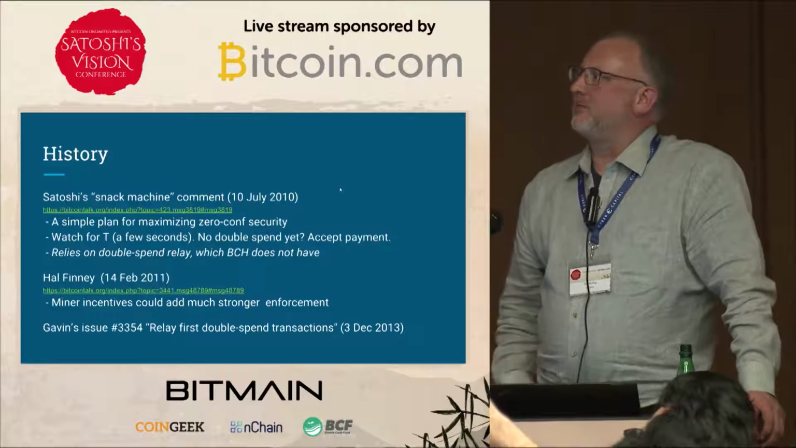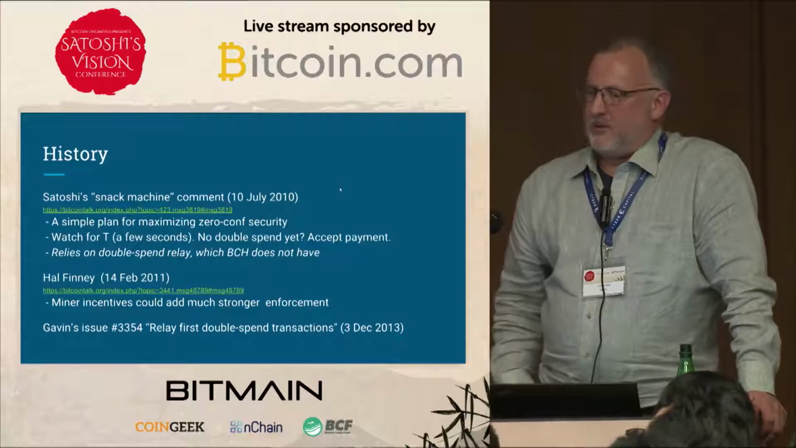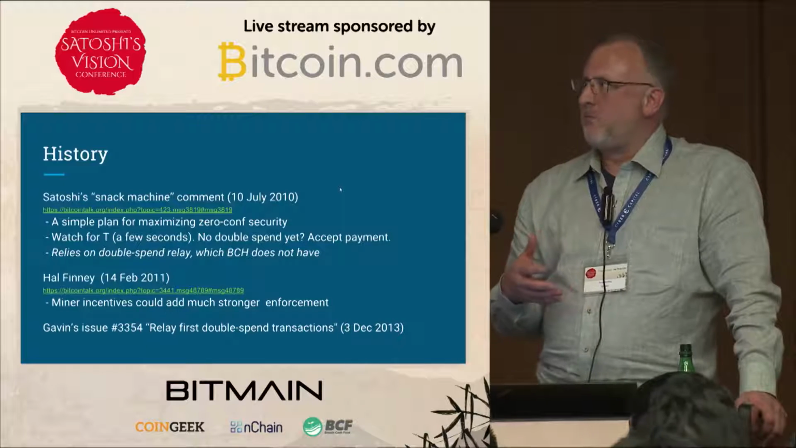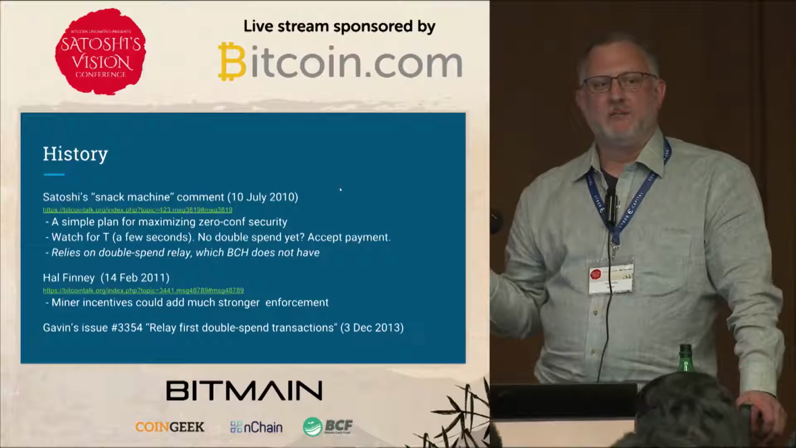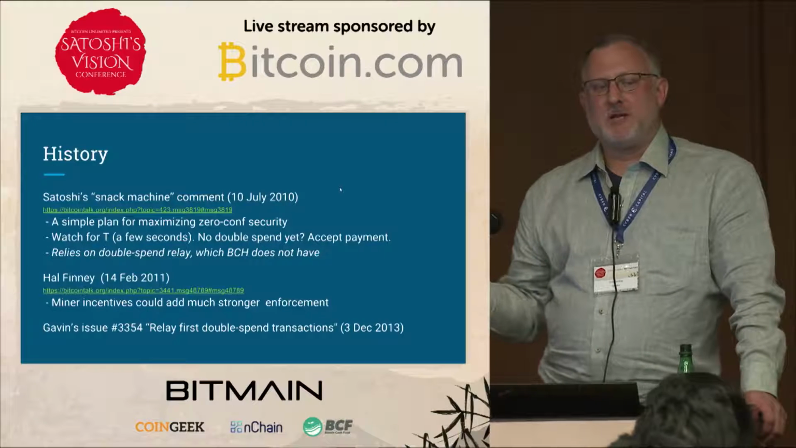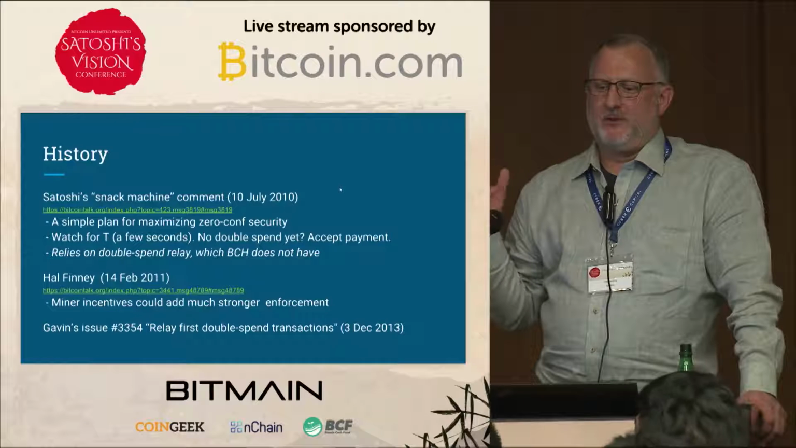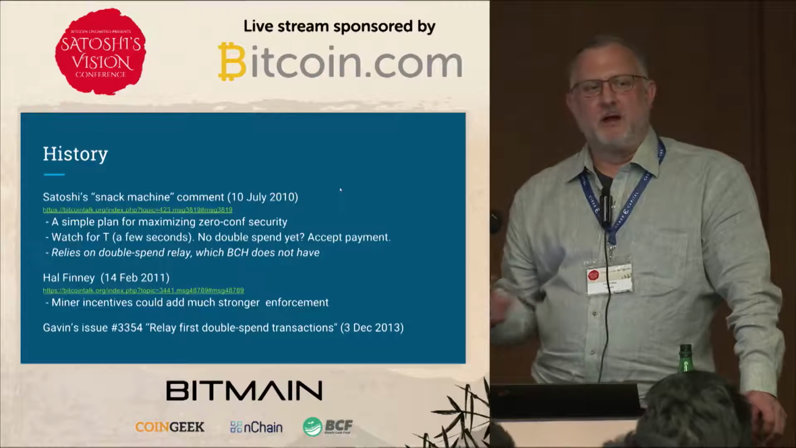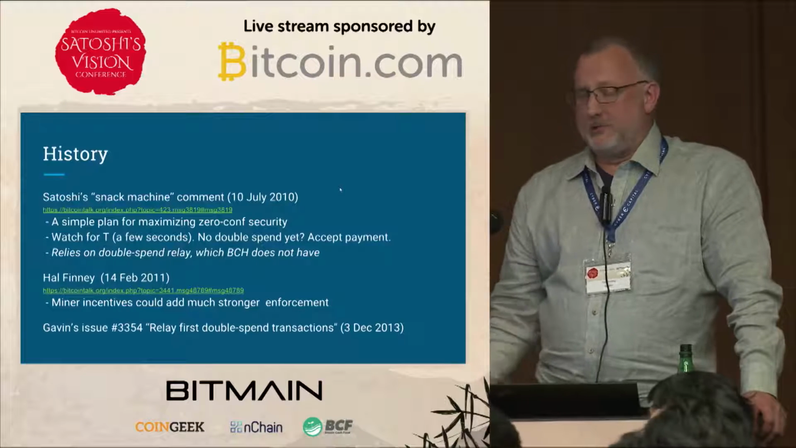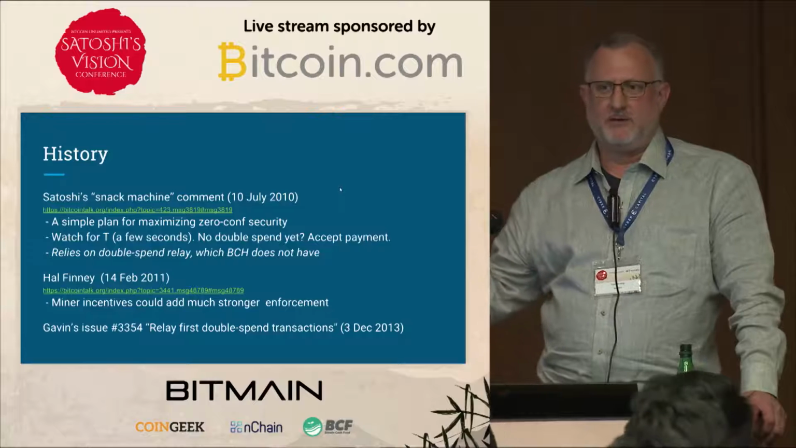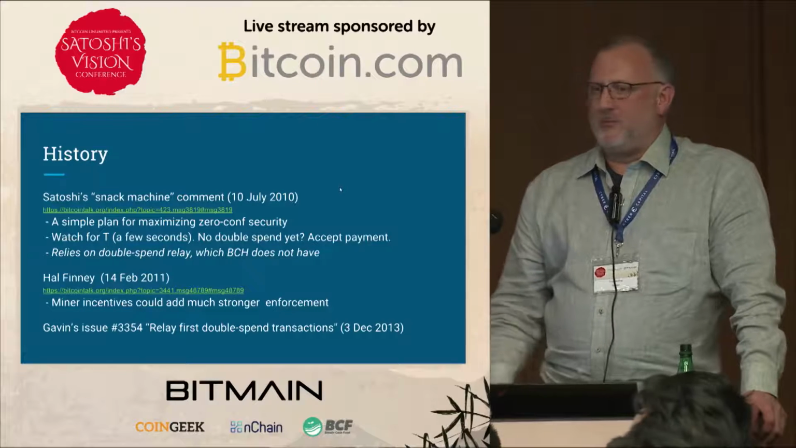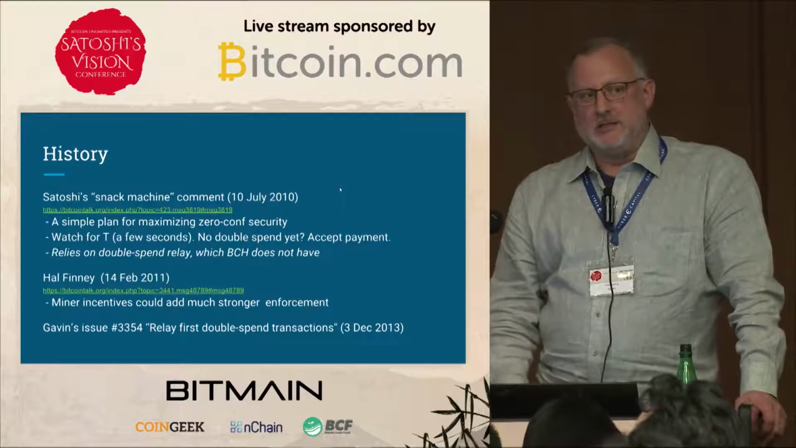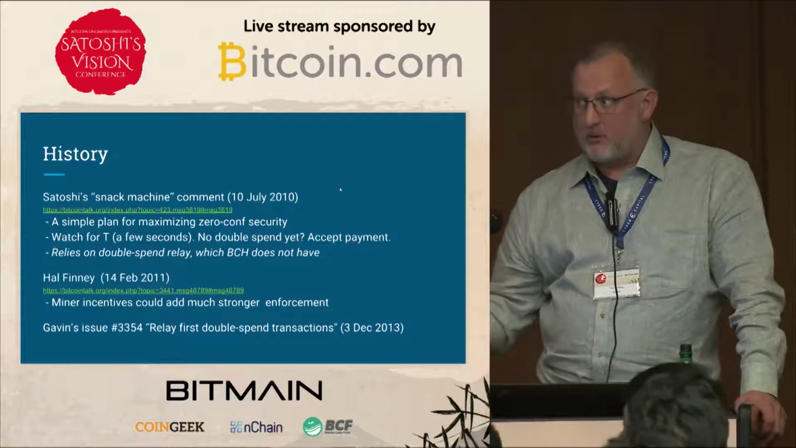But Satoshi's plan was that when you receive money from someone, you watch the network for a few seconds to make sure that it's not double spent. After a few seconds, it's very likely that if a double spend comes after that, everyone will agree that it was not the first one. It's a good plan, and one that you can quantitatively explore. One problem with his suggestion is that it relies on double spend relay, which doesn't exist, not on Bitcoin Core or on Bitcoin Cash.